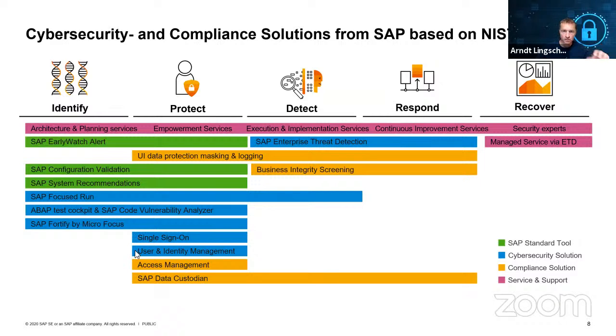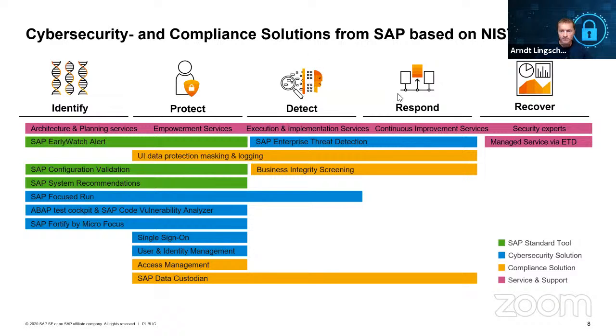Introduce single sign-on to the organization, have a proper setup of user and identity management, the whole lifecycle management of users that you have to manage within an SAP environment, and have access management, have a data custodian. So where do you store the data? Maybe you can block access to data when somebody is accessing it on database level, or mask information in a single screen using UI data protection, masking, and logging, so critical information is not displayed to users. And use business integrity screening for any suspicious user behavior inside of business transactions. So maybe flip-flopping bank accounts and things like this can be detected with business integrity screening.